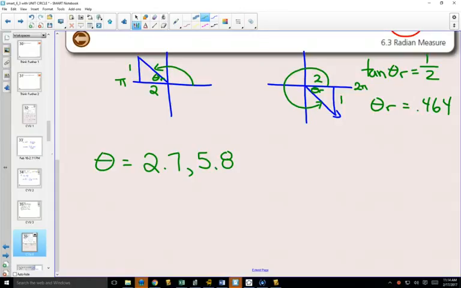In the negative direction, so I'll switch colors to red. Again, starting in standard position, so it's starting at the positive x-axis. If I go in the negative direction, I'm going to hit one right here. What's the size of that angle? Well, that's the same as my reference angle. So my reference angle is 0.464. To the nearest tenth, I would write that as negative 0.5.